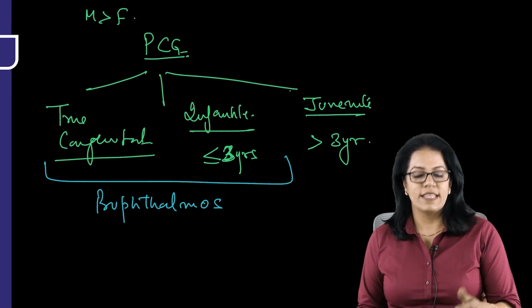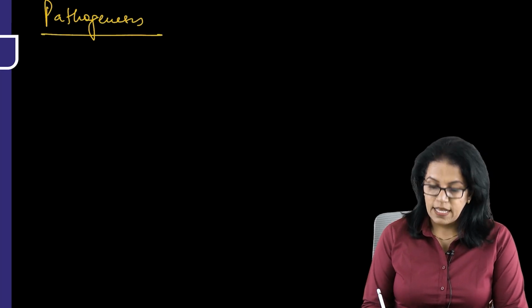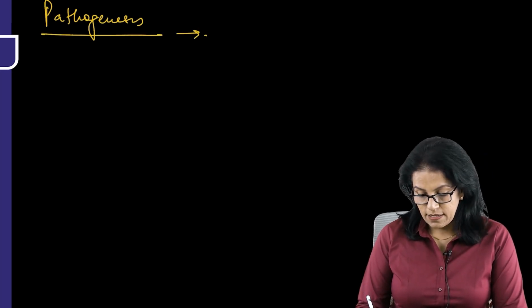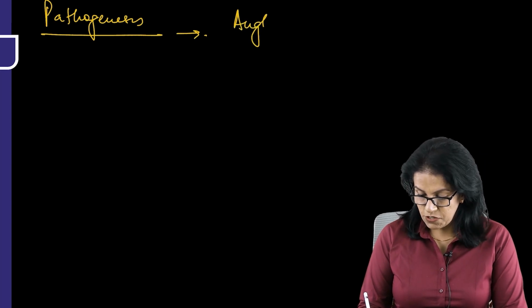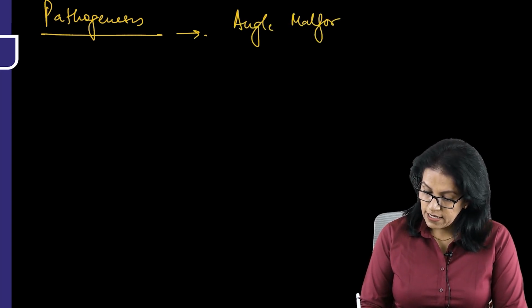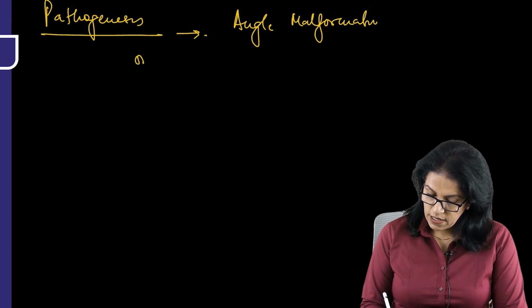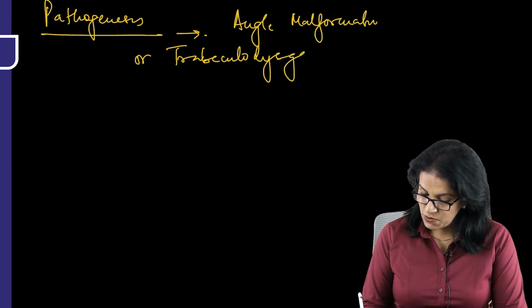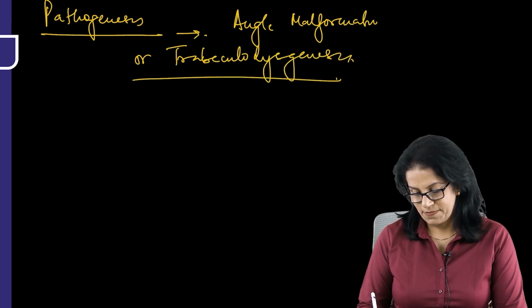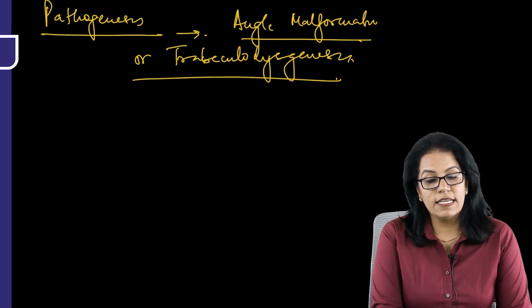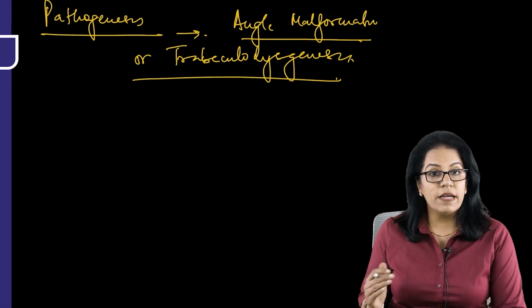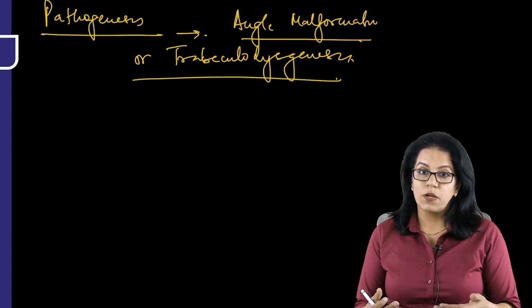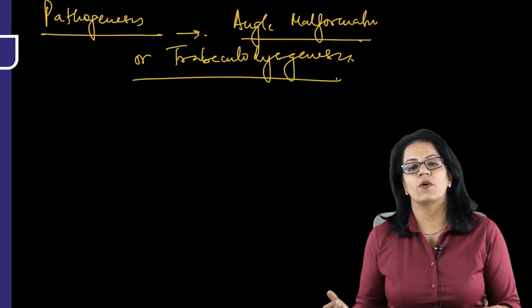Then we talk about why it is happening. Apart from this, what can be the pathogenesis? So pathogenesis, mainly just learn with me, there is angle malformation, which we can also call trabeculodysgenesis. Because of this, there is impaired drainage, more aqueous, leading to more pressure and glaucoma.